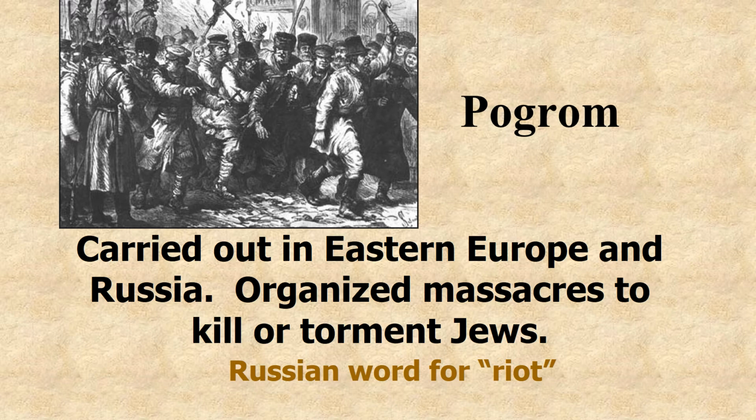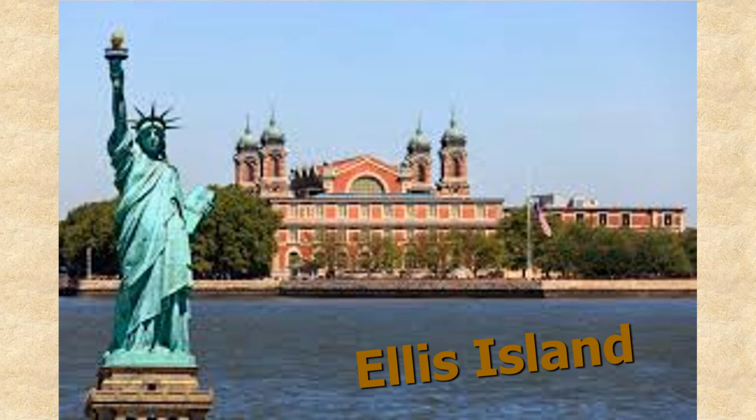So a pogrom, those of you who had Miss Langdon probably learned about pogroms. They were far too common, carried out in Eastern European and Russian areas, and basically they were organized massacres. They would go into Jewish communities and sometimes kill or just torment Jews. Pogrom is a Russian word for riot. So, long before Hitler, there was anti-Semitism going on. And sadly, the pogroms were a result of this anti-Semitism.